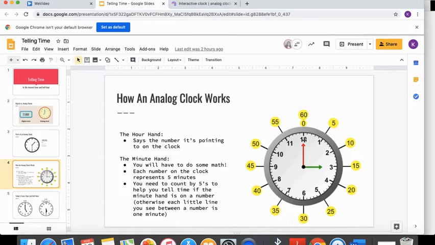So if I start at 12 and count by fives, when I get back to 12, it would be 60 minutes in 1 hour. But we don't use the 60 to write our time. We would use 2 zeros. So each number on the clock represents 5 minutes, and you would need to count by fives to help you tell time.